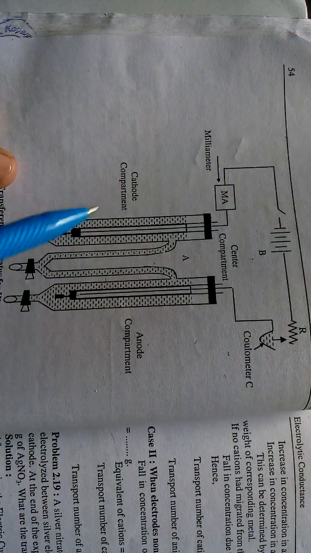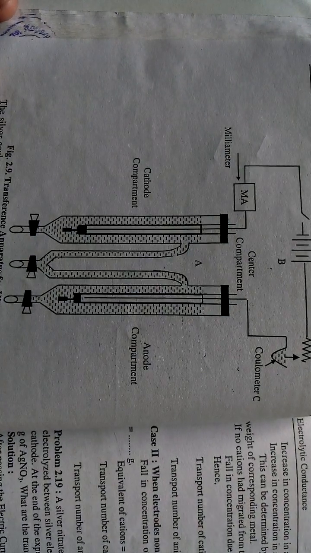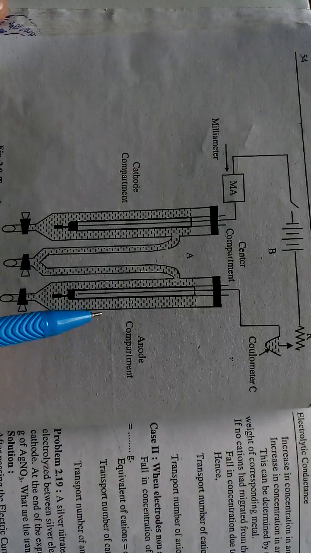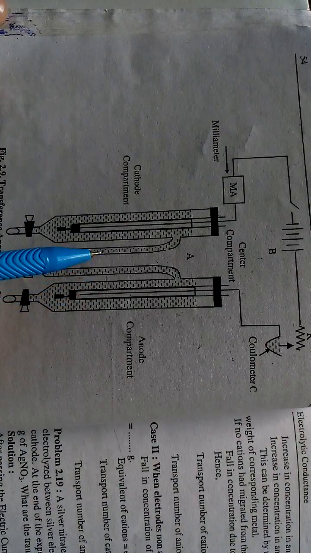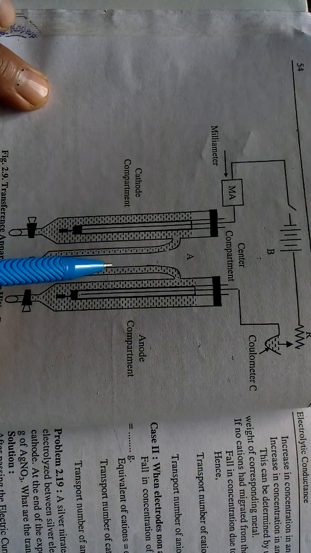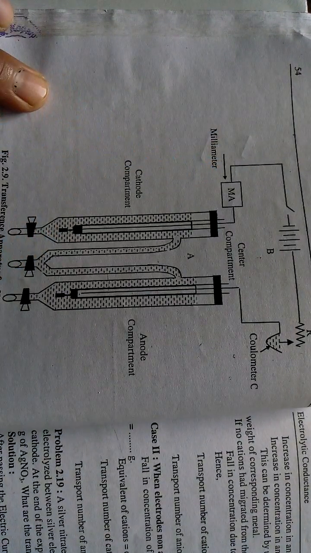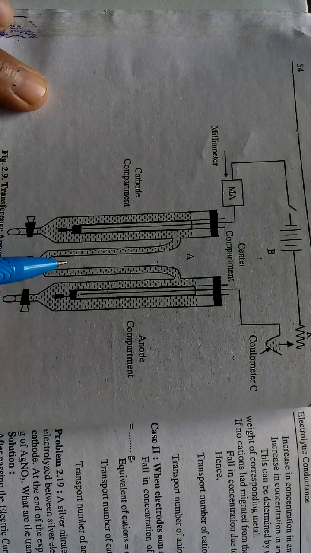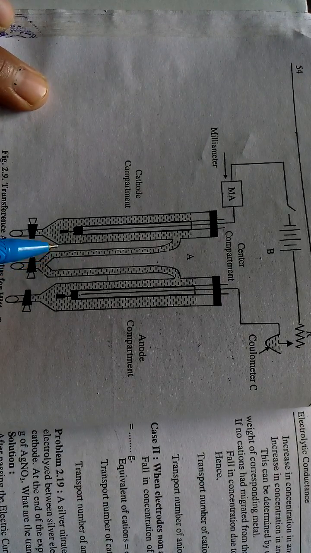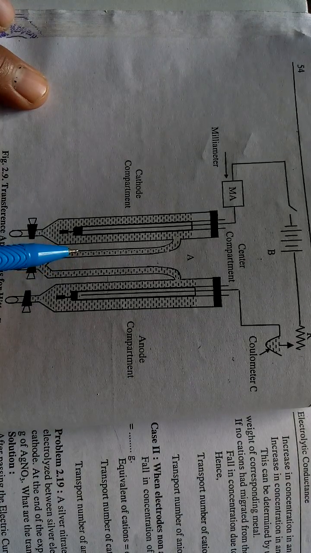This is a millimeter. By using this millimeter, we have to roughly estimate the amount of current that can be carried by the particular electrolytic solution taken in this transport cell. By using this millimeter, we may calculate roughly the quantity of electricity that has to be passed by the ions of the electrolytic solution.